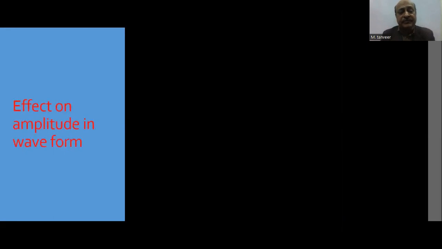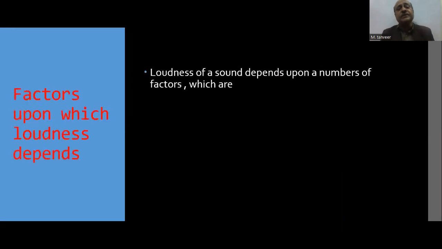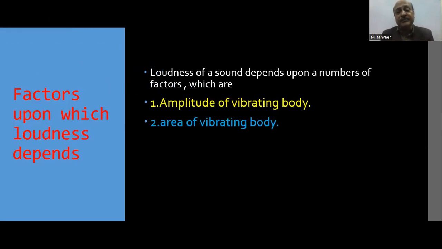Next is the effect of amplitude in waveform. This is the waveform of amplitude. The first sound is loud and the second is faint. Factors on which loudness depends. Loudness depends upon a number of factors. Number one, amplitude of the vibrating body. Number two, area of the vibrating body. Number three, distance from the vibrating body. We'll discuss them one by one.